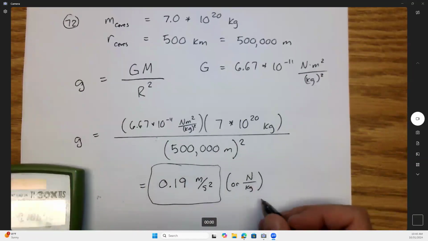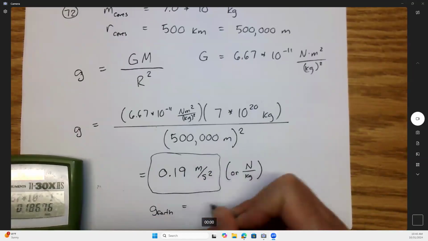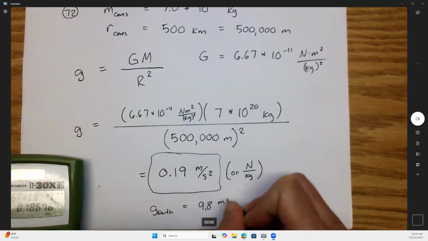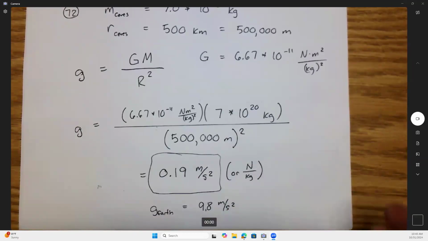And that looks believable because what is the gravity field of Earth? Yeah, about 10 meters per second squared. Right. So whenever you get an answer in physics, ask, what can I compare that to? Yeah, I think it looks about right.